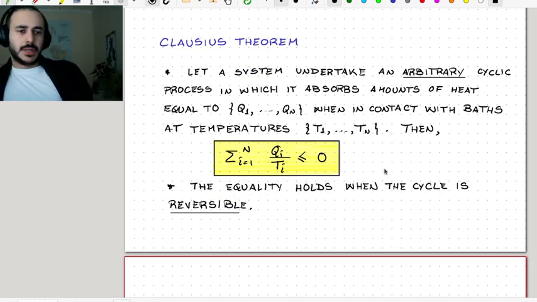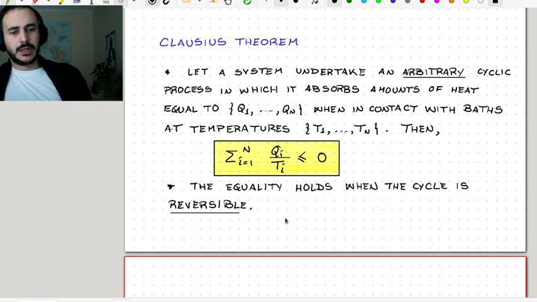Let a system undertake an arbitrary cyclic process in which it absorbs amounts of heat equal to, say, Q1, Q2, Q3, up to Qn. So there are n of these strokes in which the system is absorbing heat from heat sources at temperatures T1, T2, T3, Tn, respectively. Then the sum of the heat absorbed in each of these strokes, normalized by the temperature of the bath from which heat is being absorbed or into which heat is being released, is a negative number. If you sum over all those strokes, you get a negative number always.